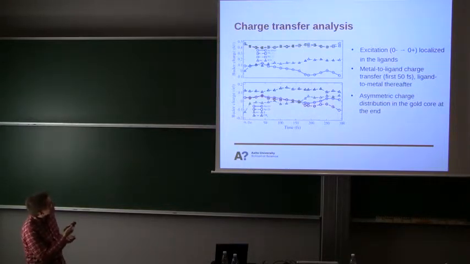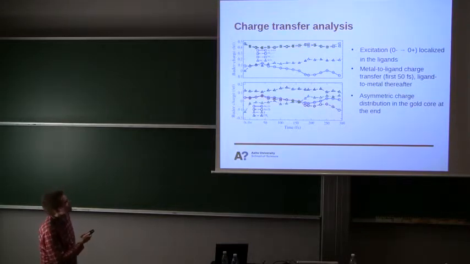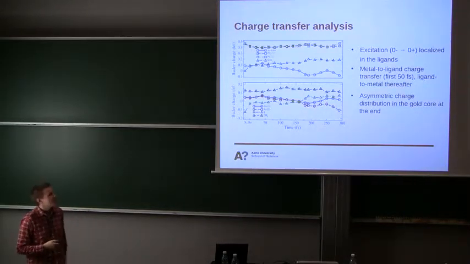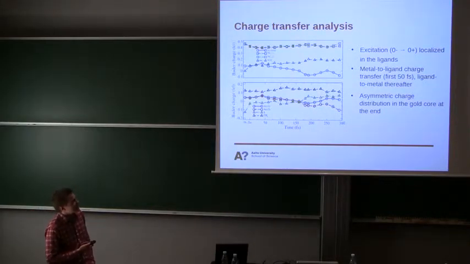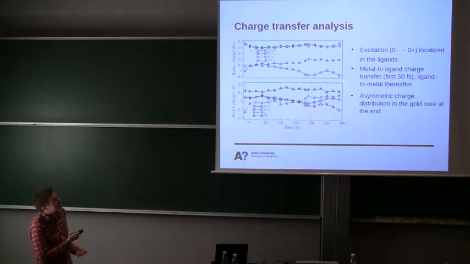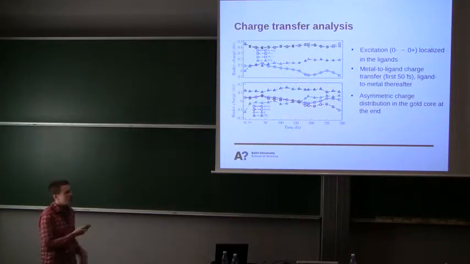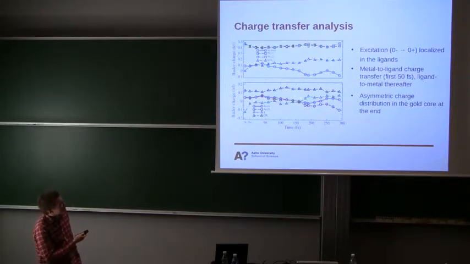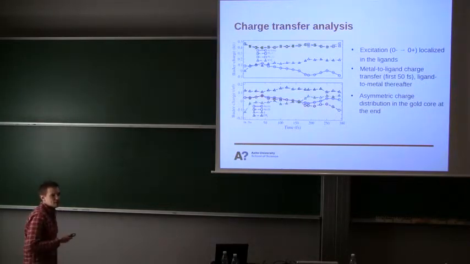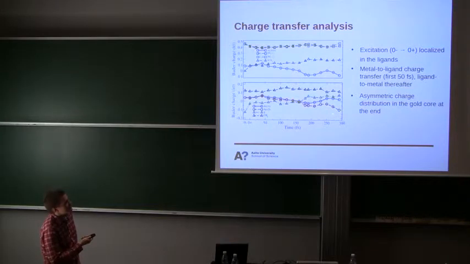which, if you look very carefully, turns out that the phosphines receive charge from the gold atoms, which makes sense if we remember the previous slide. And we remember from the previous slide that the oscillator strength in the end of the simulation increased, and we see something else interesting happening, which is the asymmetric charge in the gold core. The charge of the gold atoms is pretty much the same until about 150 femtoseconds, while in the end it's completely different.